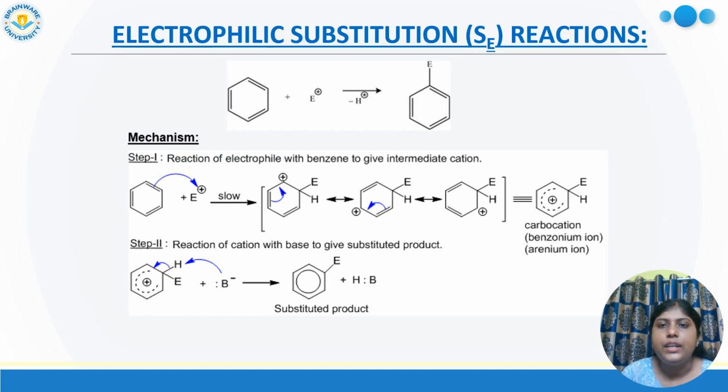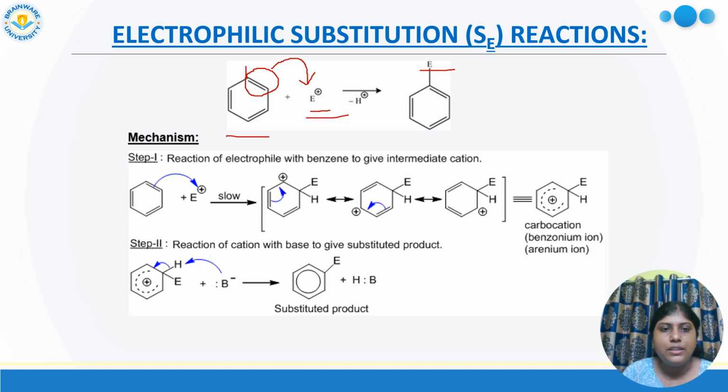Next is electrophilic substitution reaction. Electrophile, as I have already said, means electron deficient system. So in case of electrophilic substitution reaction, some electron rich system will attack these electrophiles. In this example, there is a benzene ring and these pi electrons are loosely bound, so they can easily attack this electrophile, and the hydrogen present here is replaced by this E. This is the electrophilic substitution reaction.